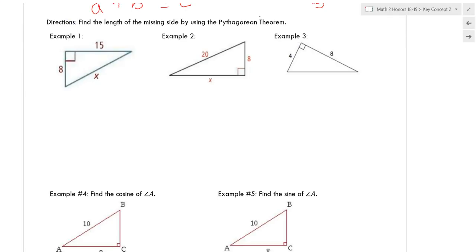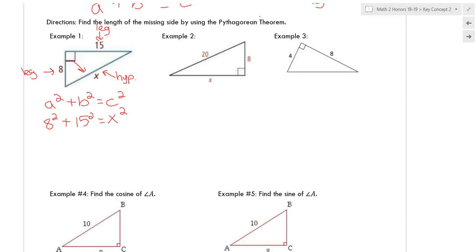So the first thing I like to do is identify the legs and the hypotenuse. So leg, leg, hypotenuse, because that one's across from the right angle. Okay. So now, when I plug in, I know these are a and b. It doesn't matter which one's which. They can flip, remember, because addition is commutative. So I have 8 squared plus 15 squared equals c, which is just x squared.